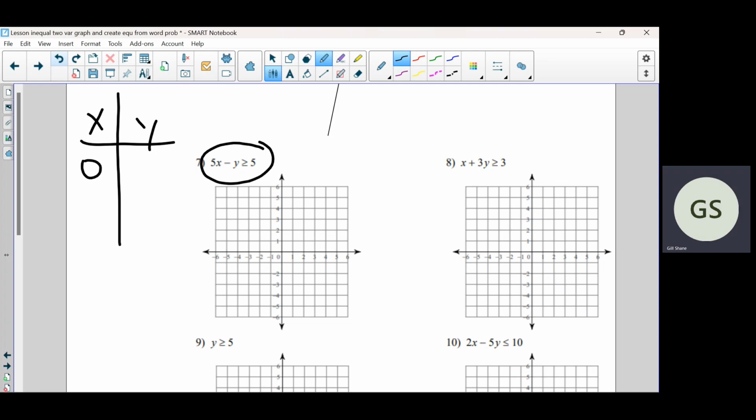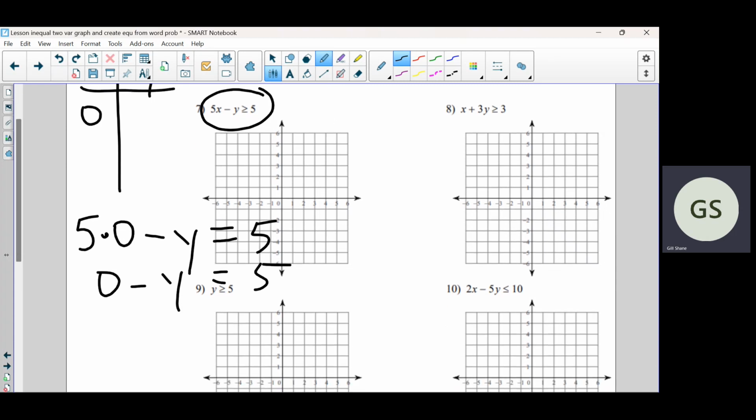So I'm picking 0 for x. If I want to solve it out, I would say 5 times 0, because I just plugged in 0 for x, subtract y. Again, I'm thinking of this as equals 5. Even though the symbol isn't equals, when I create the line, that's really what the line is. It's the values that make the left side equal the right side. Now I just solve. 0 subtract y equals 5. You can see how that made my math easy. That's why I picked it.